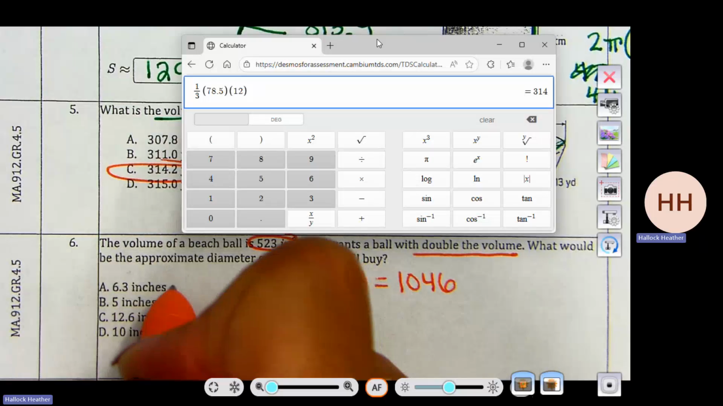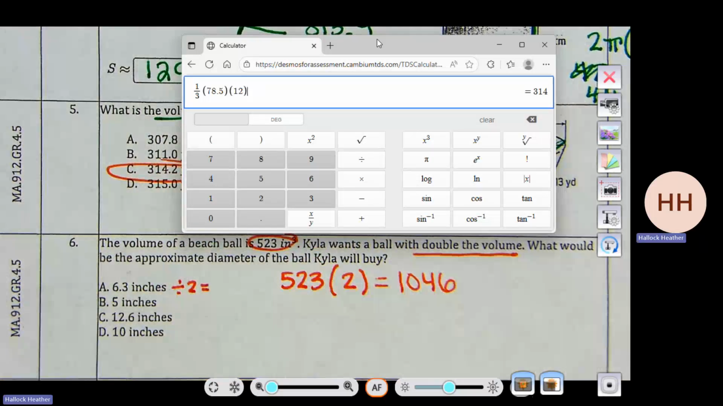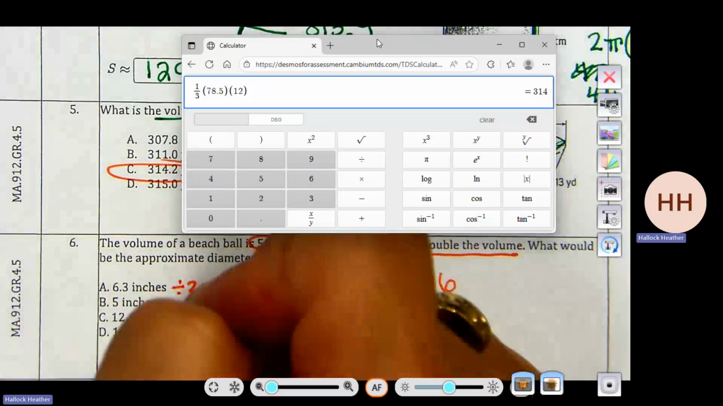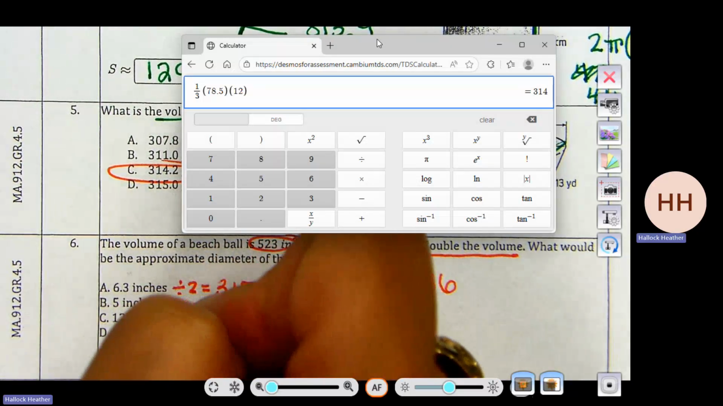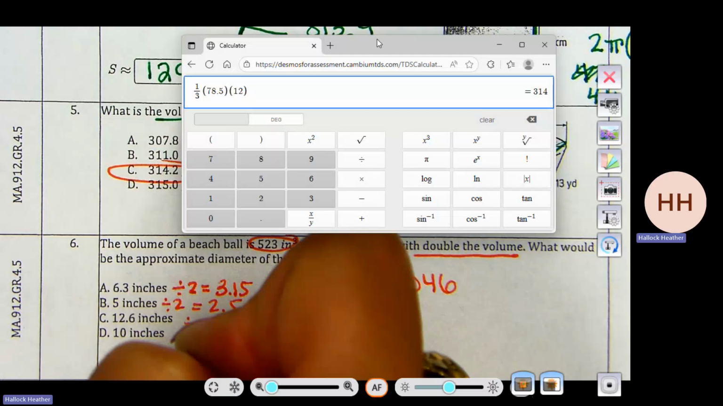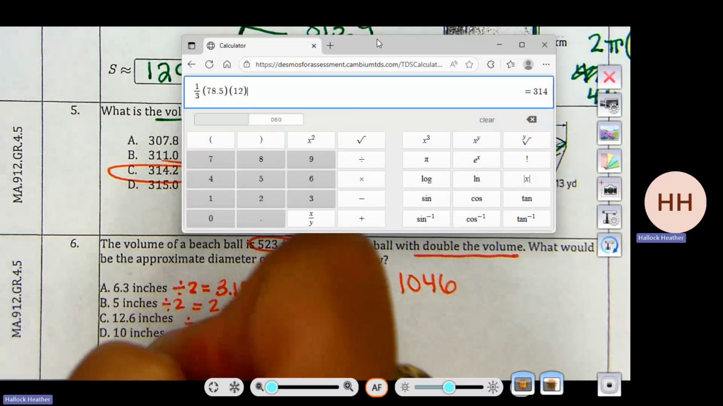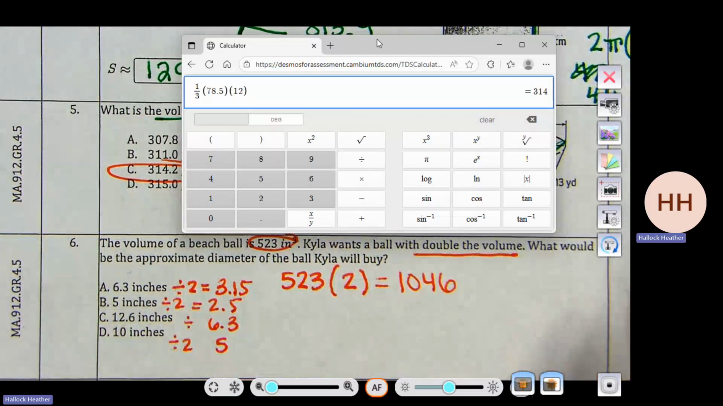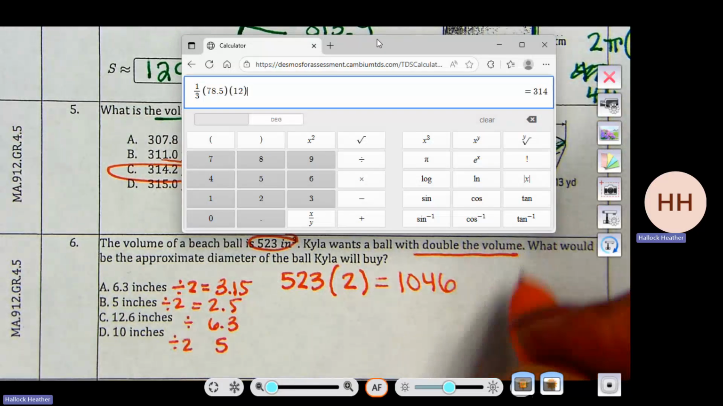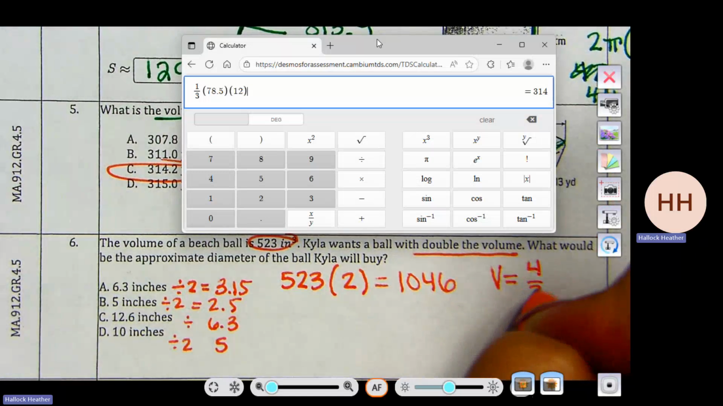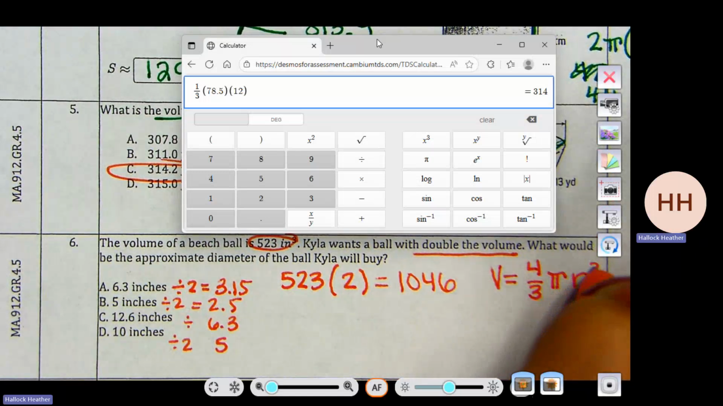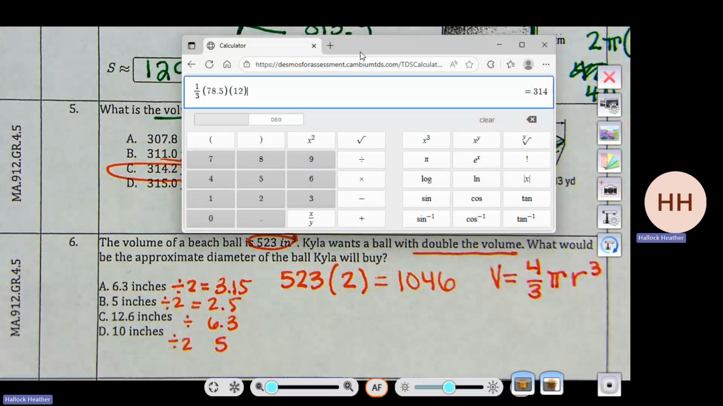These are diameters, so we're going to cut each in half like we did in class. 6.3 divided by 2 is 3.15, divided by 2 is 2.5, divided by 2 is 6.3, divided by 2 is 5. So we need to figure out which diameter is going to work. The volume formula for a sphere is 4/3 pi r cubed, so I have to plug it into Desmos and see which one comes out closest.